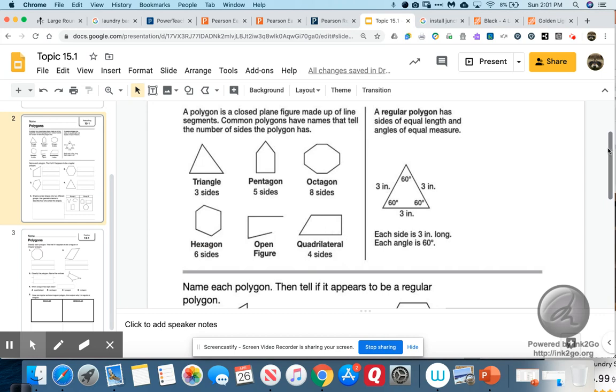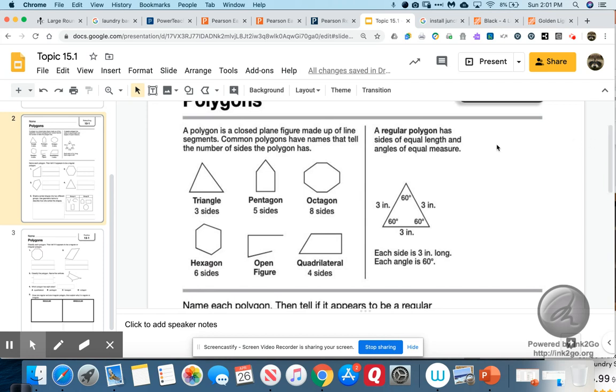Now, another thing you can do to classify polygons is that they can be regular or irregular. A regular polygon has sides of equal length and angles of equal measure. So here, this is a triangle because it has how many sides? 1, 2, 3. It is also a regular polygon because all the sides are 3 inches long and all the angles are 60 degrees. So it's also regular.